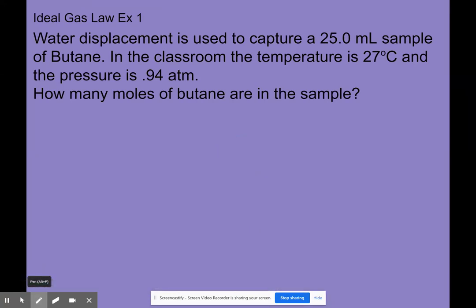So it says water displacement is used to capture 25.0 milliliters of butane gas. In the classroom, the temperature is 27 degrees C and the pressure is 0.94 atmospheres. So I see several different variables in there: a volume, a temperature, a pressure, and it's asking me for moles. So pretty much if we see gas laws and it's asking me for moles, it's going to be PV equals NRT.